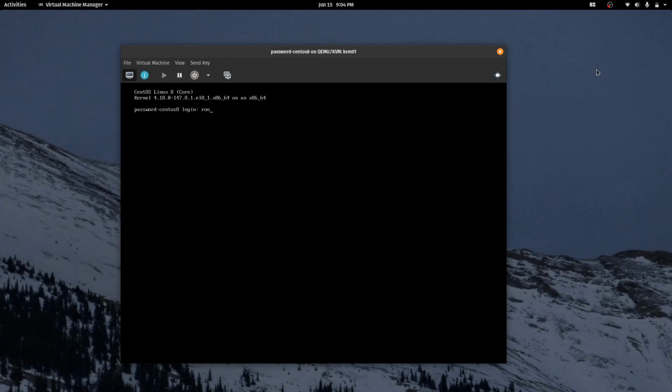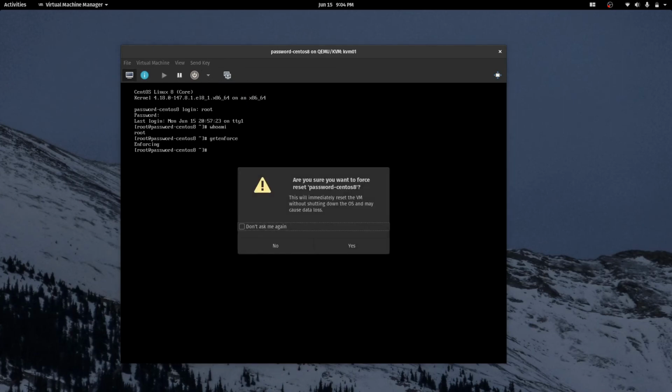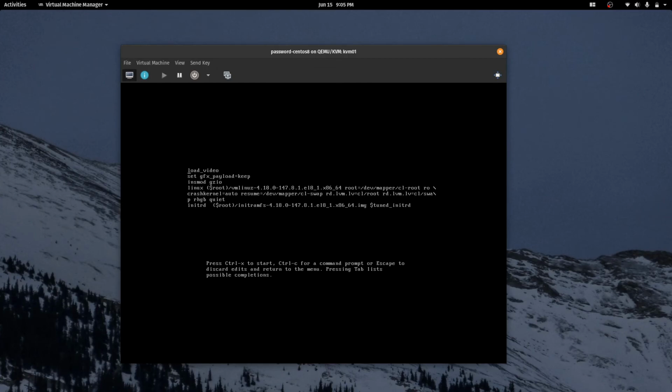So I'm going to log in to my CentOS 8 VM here, and so I'm logged in, no problems. All right, so I'm going to reset this. One thing I do want to show is getenforce. So SELinux is enforcing on this system. So what I'm going to do is force a reset. Yep, we want to force this reset, and I'm going to try just rd.break equals enforcing.